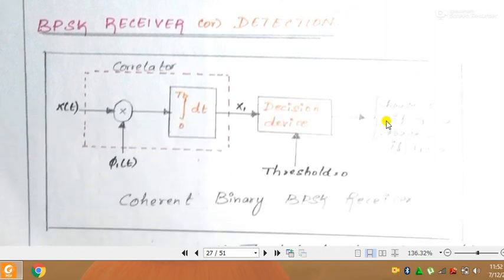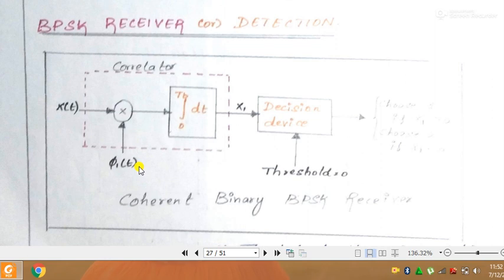The BPSK receiver, or BPSK detection. To detect the original binary sequence from the noisy BPSK signal x of t, the received signal from the channel is applied to the correlator. And see here, this is the noisy signal. The received noisy signal is applied to the correlator, and a locally generated coherent reference carrier signal, phi 1 of t, is applied to it. This is the noisy message signal received, and this is the carrier signal.